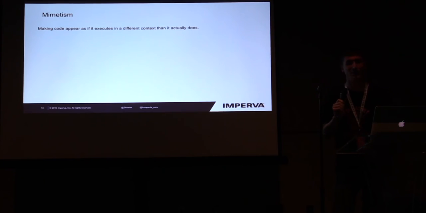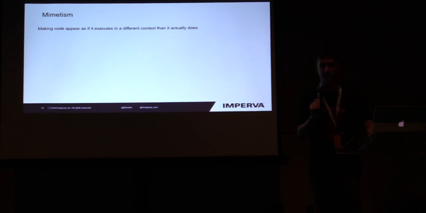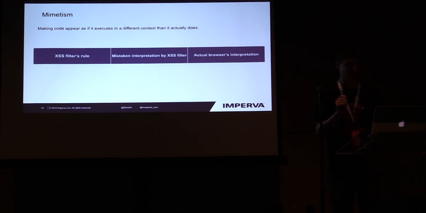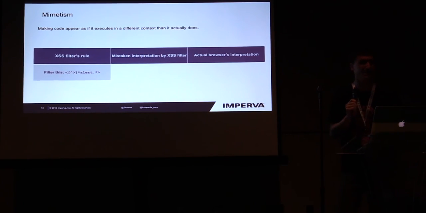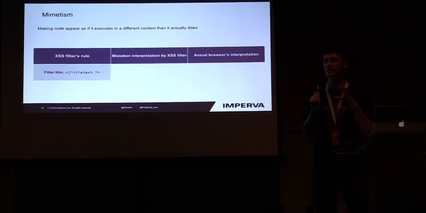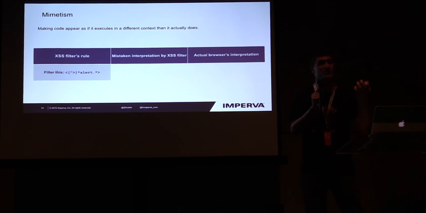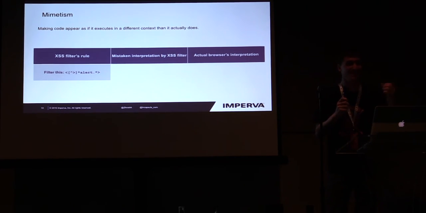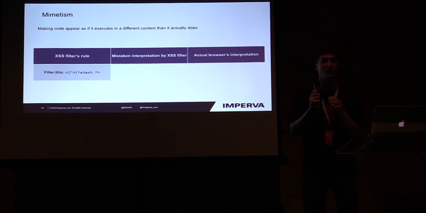So the first method is mimetism. Mimetism is making code appear to a certain filter as one thing, while actually it's another thing. This is pretty obscure, I know, but with this example, you'll understand it better. So let's assume you would not want a user input to contain HTML content with JavaScript inside. Okay.